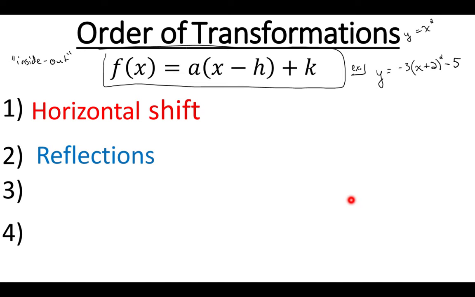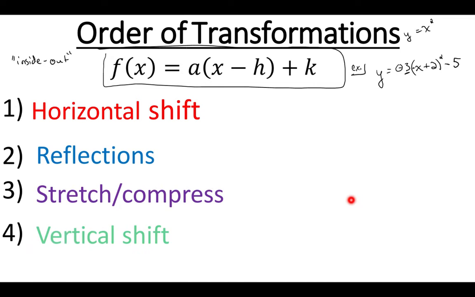The next thing I'm going to do is my reflections, because there could be a negative here outside. There could also be a negative here. So we're going to do the reflections next. The next thing is going to be my stretch or compress. And then lastly, I'm going to do my vertical shift because it's way on the outside.